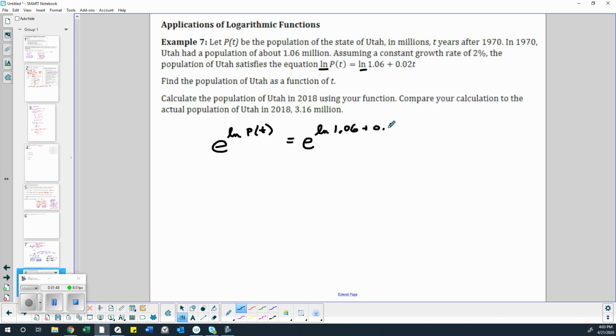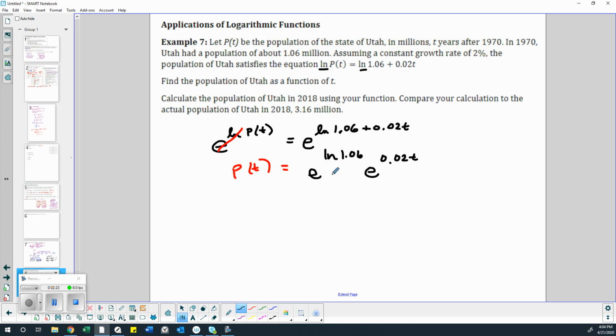So anyway, I'm taking both sides and raising them to the power of what's on each side. It's kind of the opposite of the one-to-one property. The reason to do that is because these are inverses, so that cancels out and we end up with our function just P of t. And then here, if we have exponents that are adding, we can separate that into two separate exponentials that are multiplying instead of adding. We're using that product property.